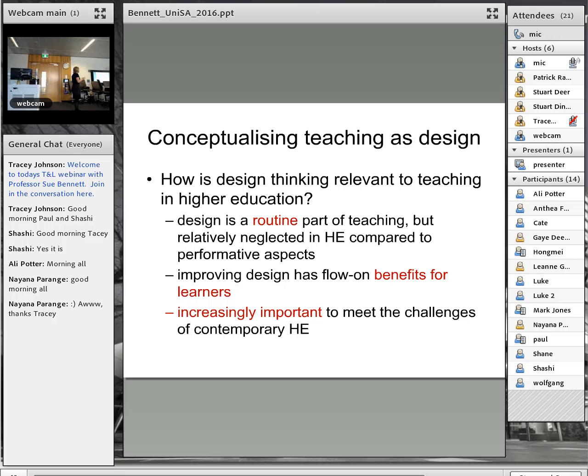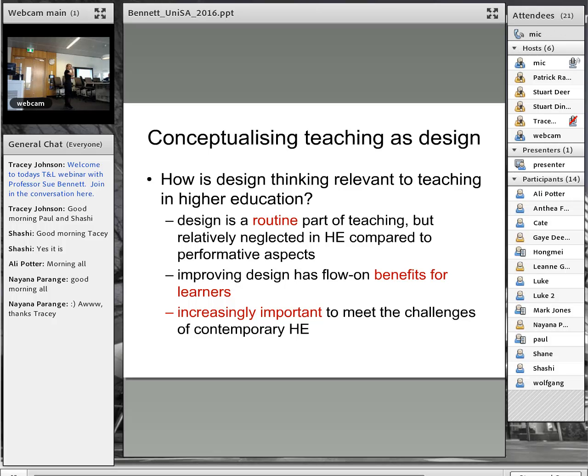So if we're going to conceptualize teaching as design, how is that relevant particularly to higher education? Design in higher education is a routine part of teaching, and it's a part of teaching that's relatively neglected. If we think about the kinds of research that have been done in the past on teaching in higher education, they relate a lot to the more performative aspects, like getting up and teaching to students. So I'm thinking about tips for lectures, how to give better lectures, how to structure lectures so they're more engaging, how to do tutorials, how to do practicals or demonstrations.